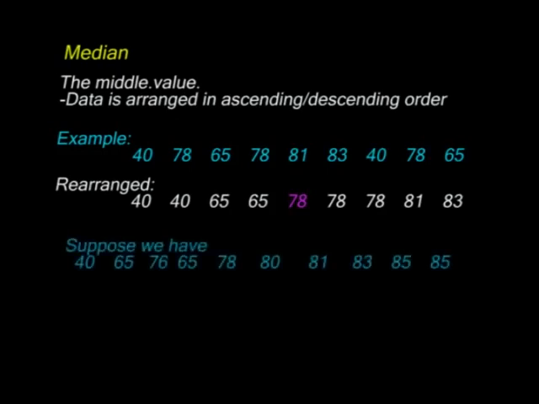But suppose we had this data on your screen now, you realize there are two middle numbers, that is 78 and 80. We have mentioned the median in such a case would be the average of the two. So we have 78 plus 80 divided by 2, and we have 79.